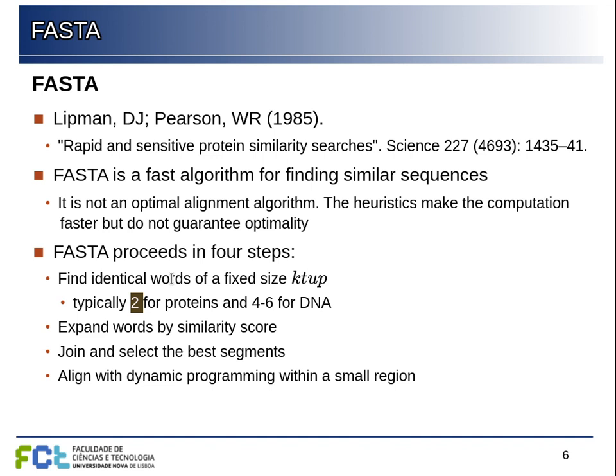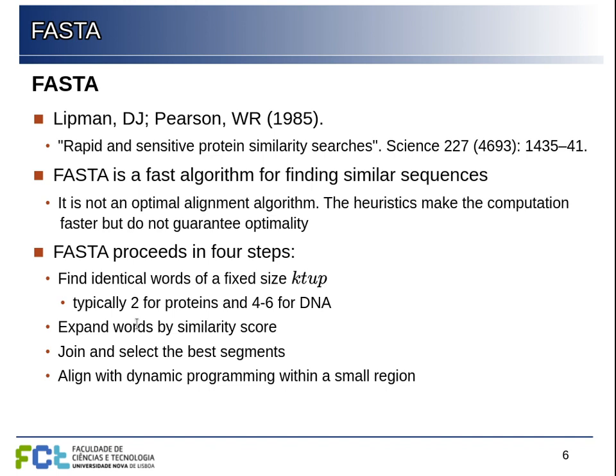So what FASTA does is that it finds these matches in these small subsequences of identical sequences of symbols, so 2 for proteins and 4 to 6 for DNA, and then it's going to expand this by looking at similarity scores, so at similar substitutions. Basically, these similar symbols are those that have still a positive value on the substitution matrix. So it's likely to find them substituted one for the other.